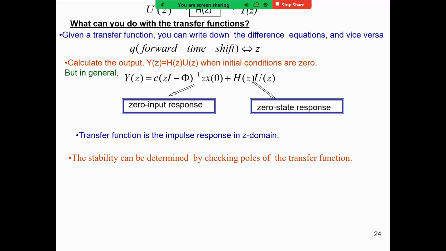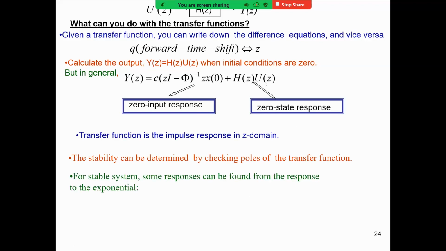And once you have the transfer function, the stability can be determined by checking the poles of the transfer function. And also we have this formula, but remember, it only applies to the case where the system is stable. For a stable system, how you get the response to the exponential signal, actually this is the formula. This is the response to the exponential signal in the steady state.